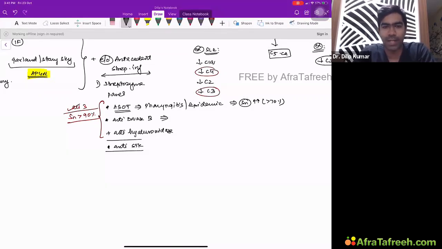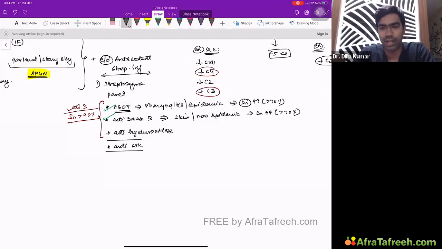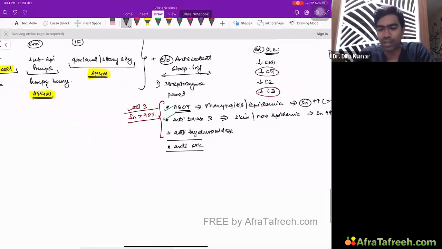For anti-DNSB titers, for skin lesions and for non-epidemic cases, non-epidemic is equal to sporadic cases. For sporadic cases and those patients who typically have skin lesions, the sensitivity of anti-DNSB titers is very high, more than 70%. So again, what antibody will dominate in a particular patient depends on what the disease and the underlying problem are. Whether it's epidemic or non-epidemic, pharyngitis or skin, that is going to tell you which antibody will be present.